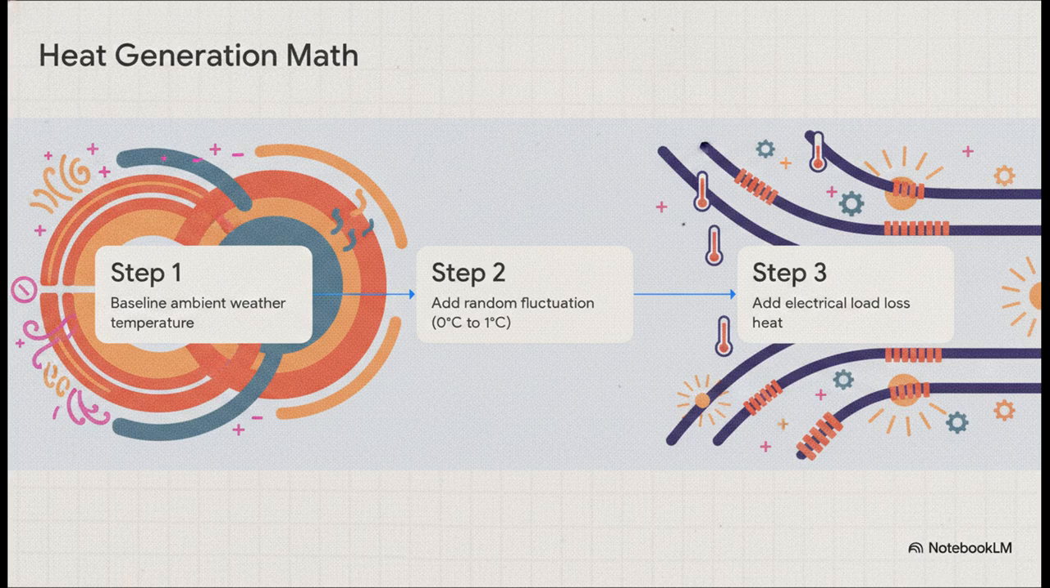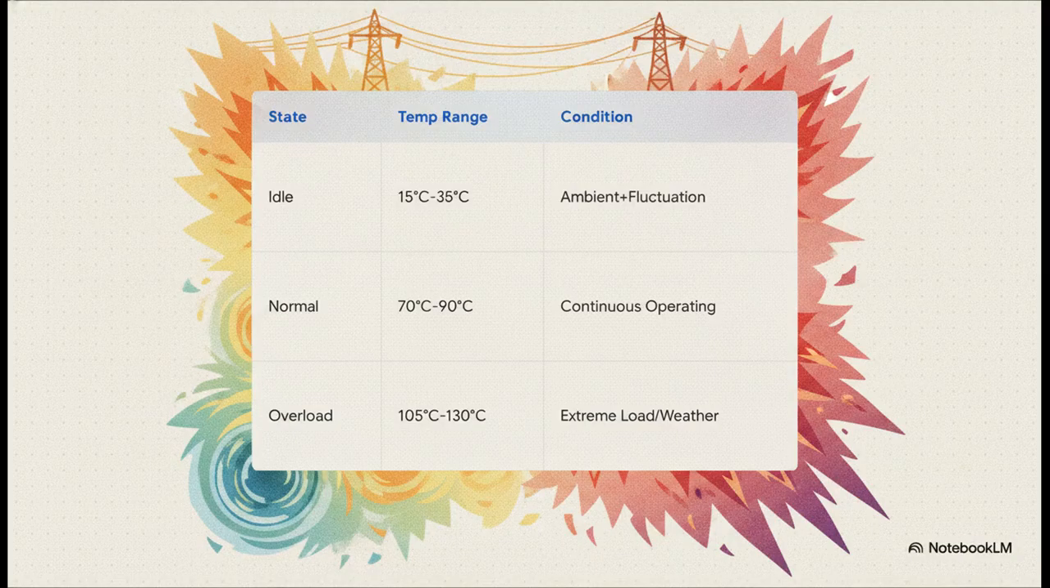It calculates and adds the heat generated by the electrical load losses of that specific component. Meaning, if you push more current through a virtual transmission cable, the mathematical load loss shoots up and bam, the simulated temperature spikes right along with it. This math directly dictates the operational states of your assets. As the current ramps up through your transformers, so does the heat.